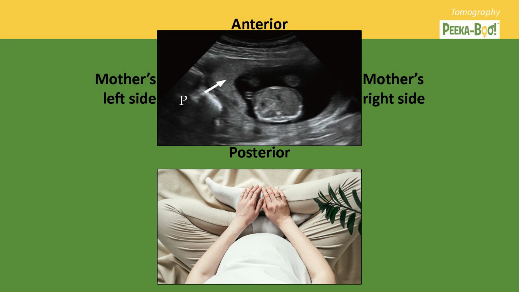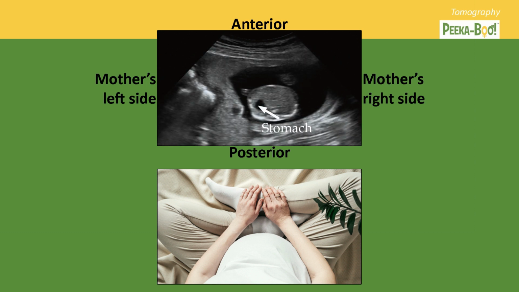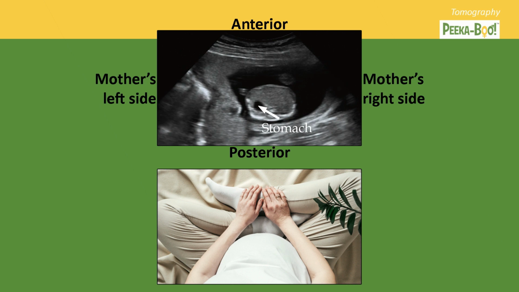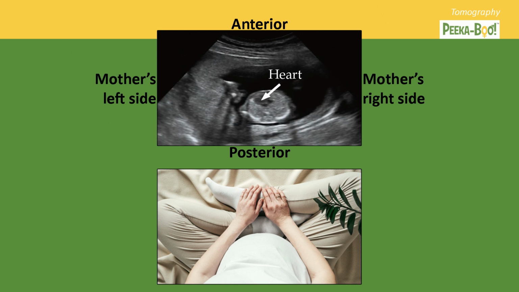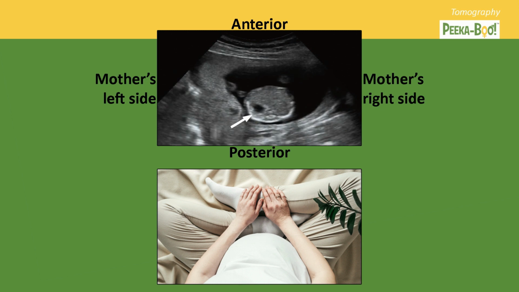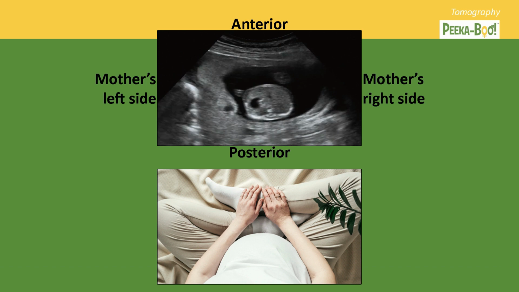When looking at transverse scan, imagine you are at the mother's head looking towards her feet. This is the stomach, heart and ribs. Notice the anterior side of the mother is at the top of the image and the mother's posterior is at the bottom. The mother's left side is on the left side of the screen and her right side is on the right side of the screen.